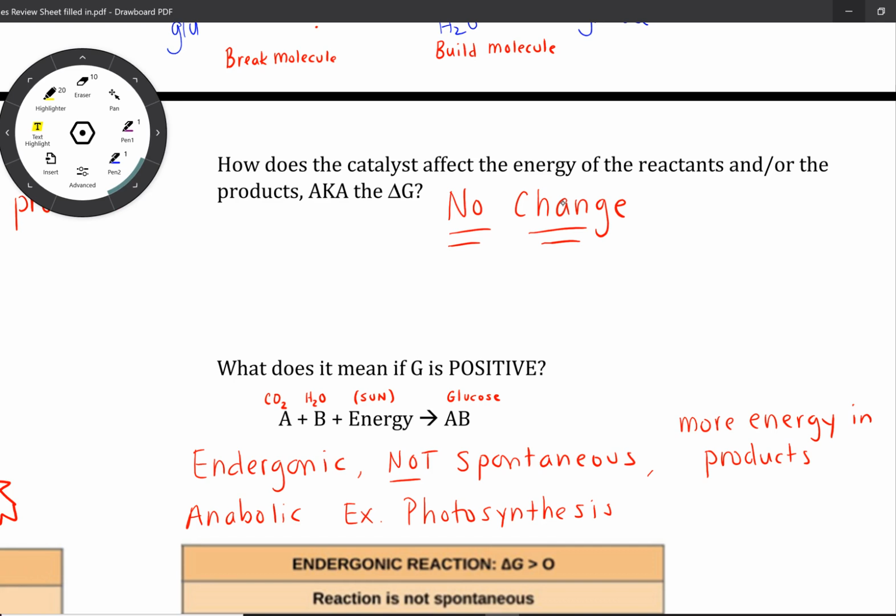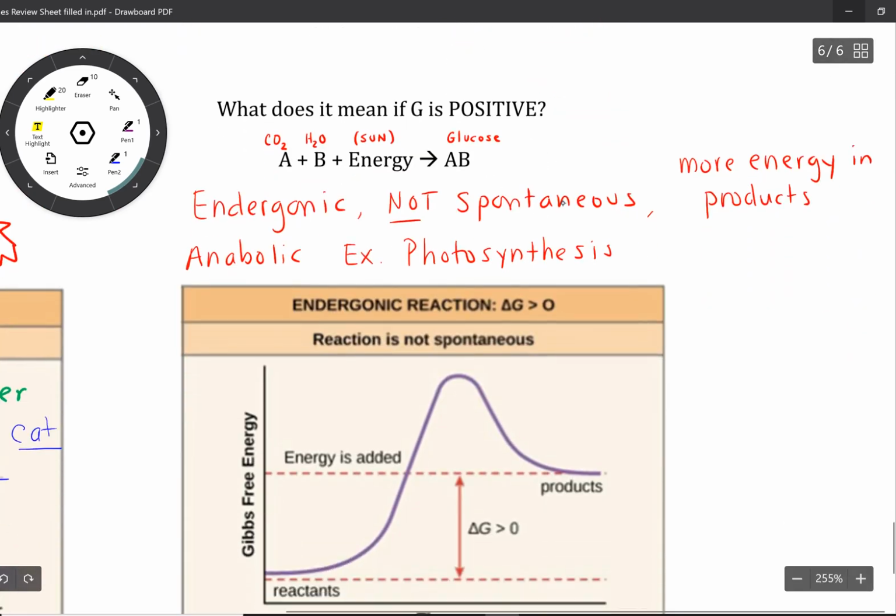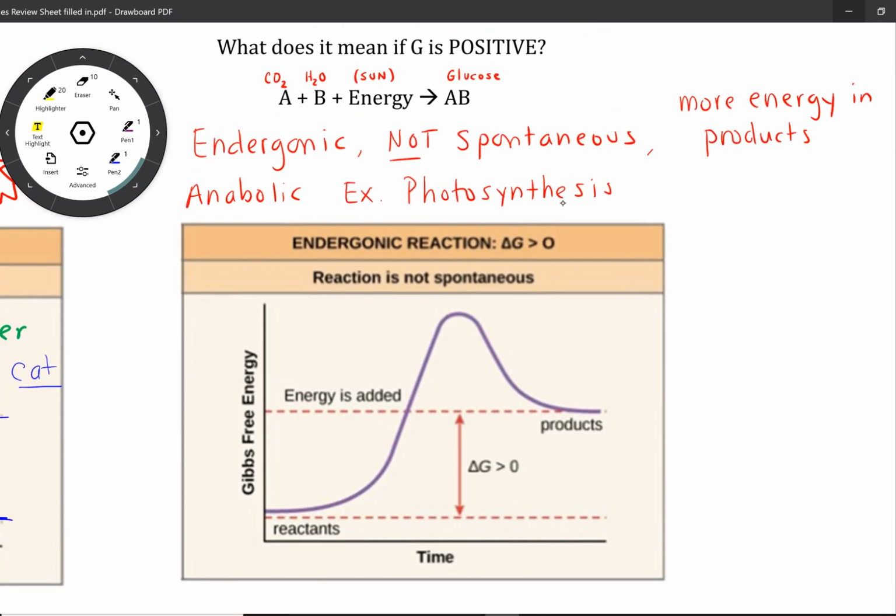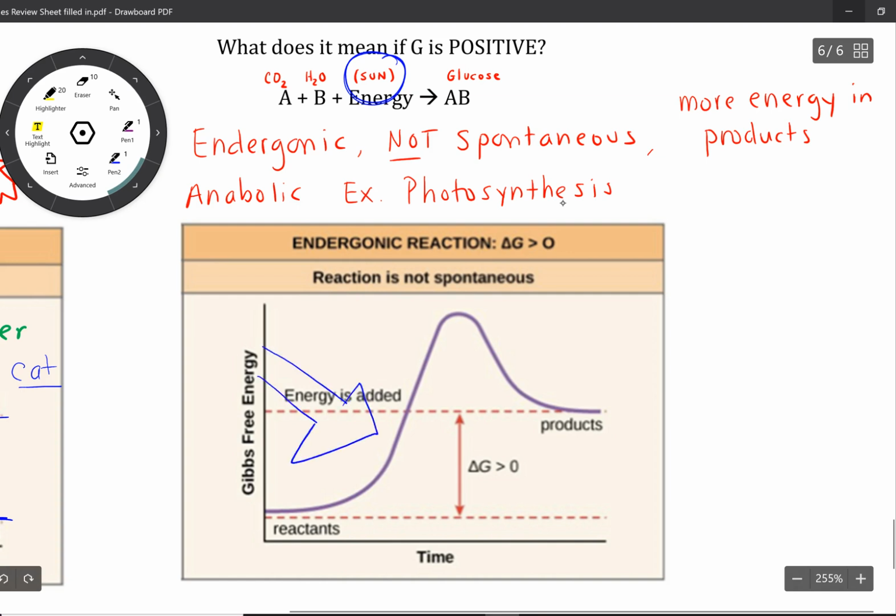The exact opposite of all of that is if you have a positive G value, or what is known as an endergonic reaction. This is not spontaneous. You need a ton of energy. And if this is photosynthesis, you are getting your ton of energy from the sun. In this case, you have to climb this very large mountain, and the only way to do that is by having energy added, in this case from the sun.